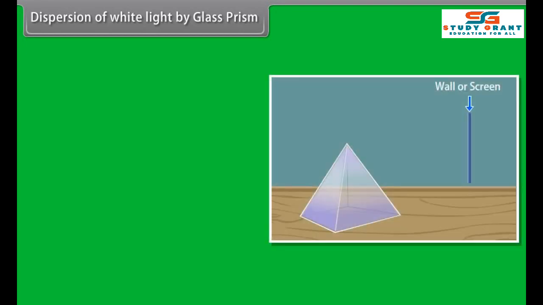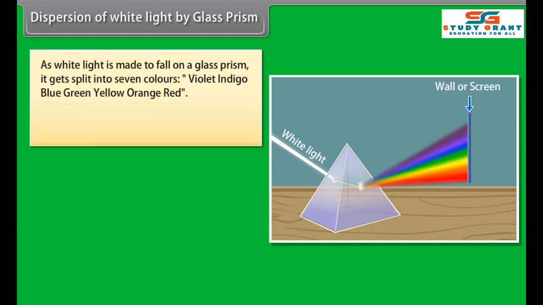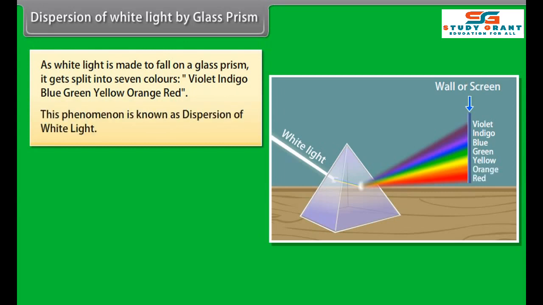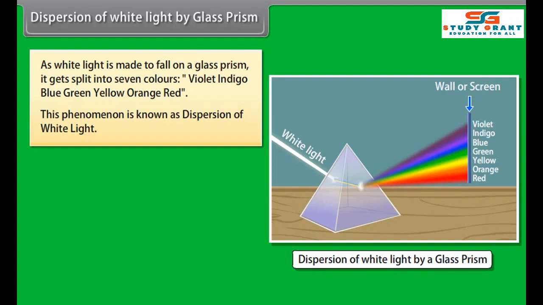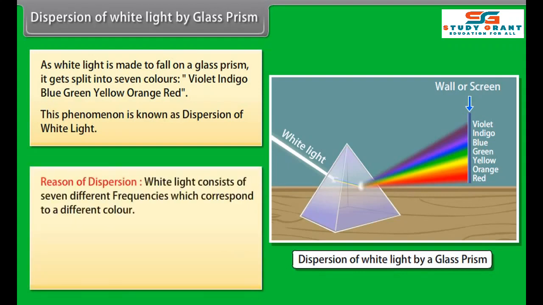Dispersion of white light by a glass prism. Now we shall discuss what will happen if we make white light incident on the glass prism. As white light falls on a glass prism, it gets split into 7 colors: violet, indigo, blue, green, yellow, orange, red. This phenomenon is known as dispersion of white light. Reason of dispersion. White light consists of 7 different frequencies which correspond to different colors.